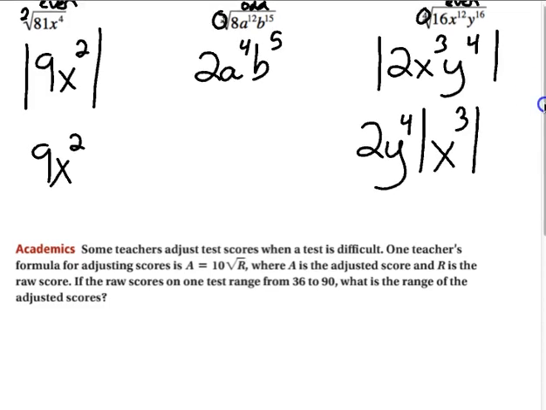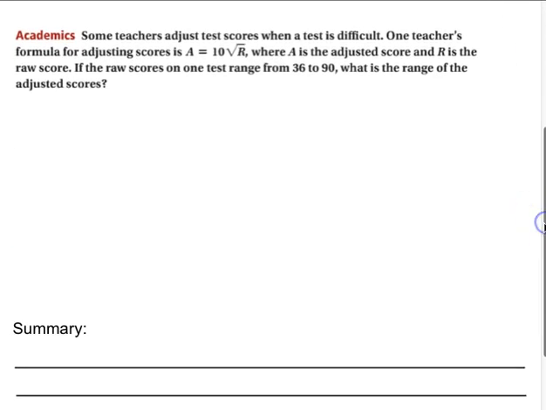So really quickly, let's look at a word problem before we wrap up for the day. Some teachers adjust test scores when a test is difficult. One teacher's formula for adjusting scores is A equals 10 times the square root of R, where A is the adjusted score and R is the raw score. If the raw scores on one test ranged from 36 to 90, what is the range of the adjusted scores?